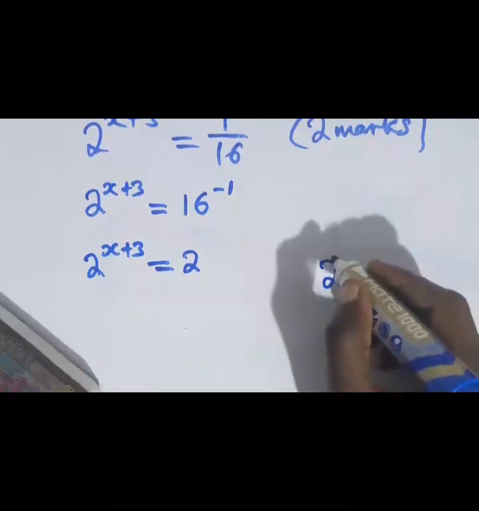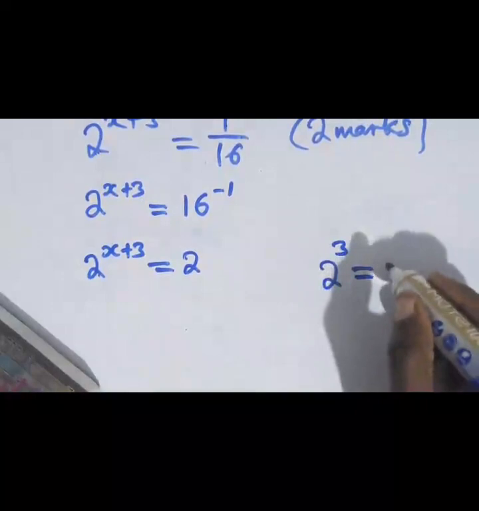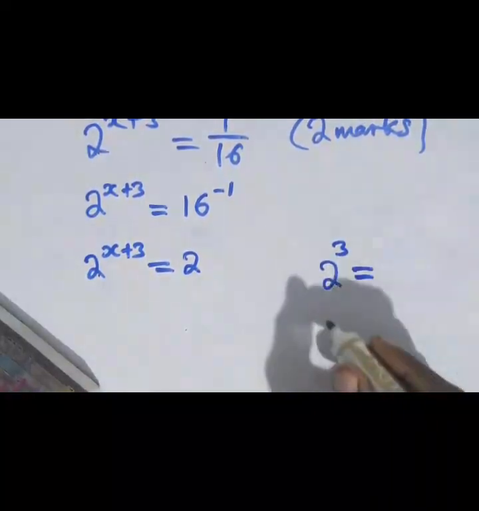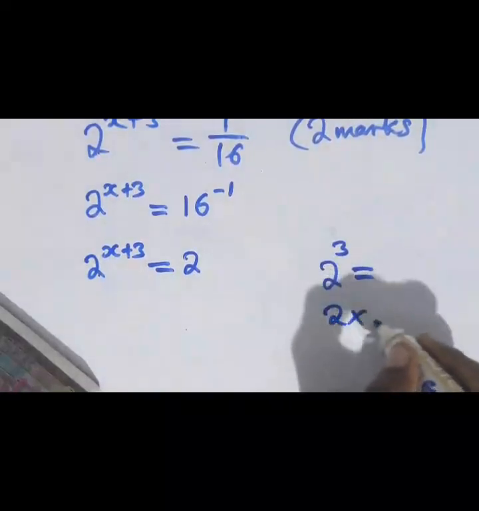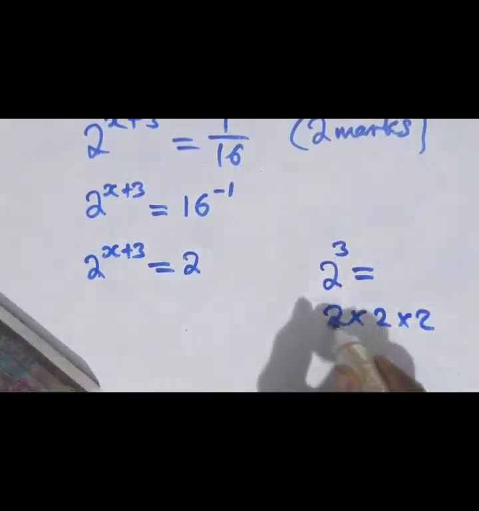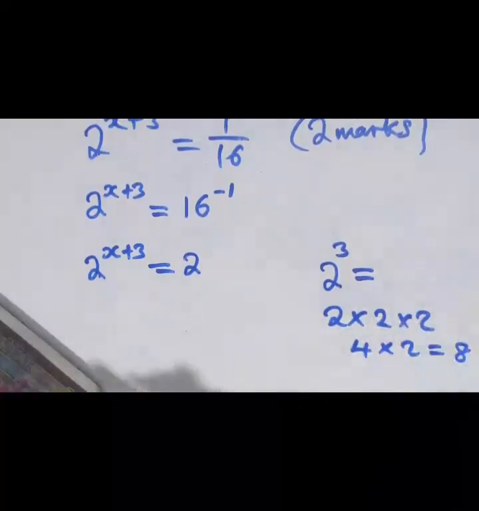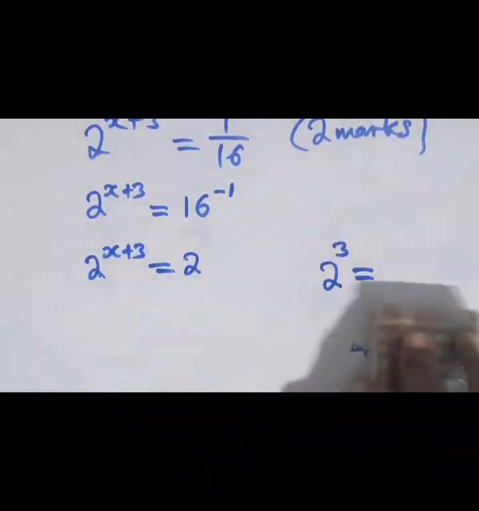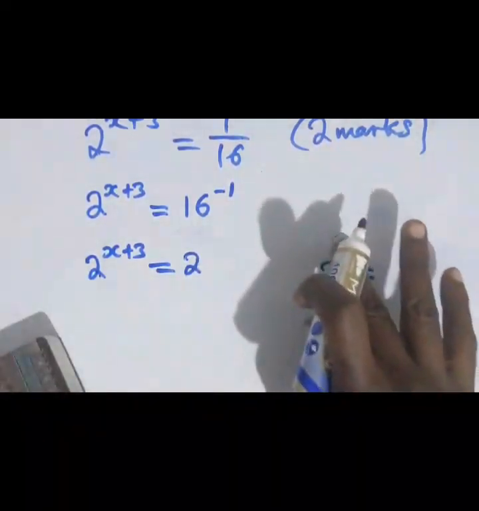So if we say 2 to the power 3, is it going to give us 16? Let's try. So if we say 2 to the power 3, it means that it is 2 times 2 times 2. So if we say 2 times 2, it is 4. Then 4 times that 2, it is going to be what? To be 8. So it means that it is not giving us 16.